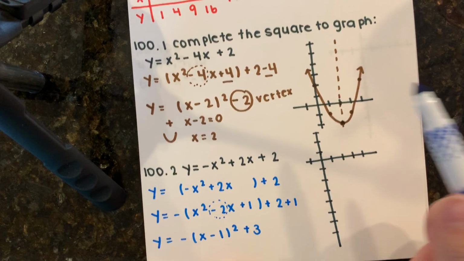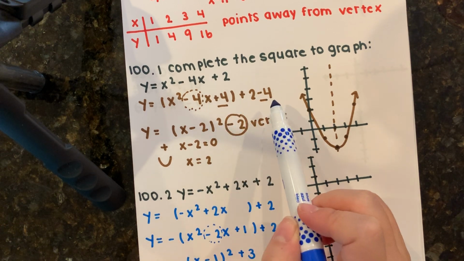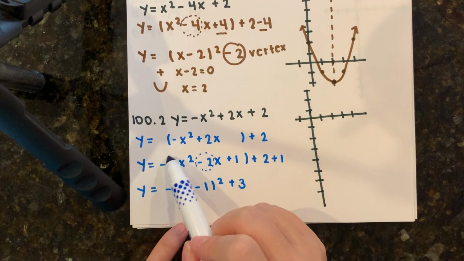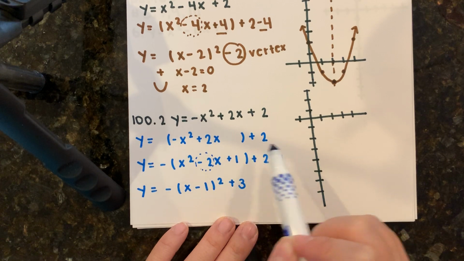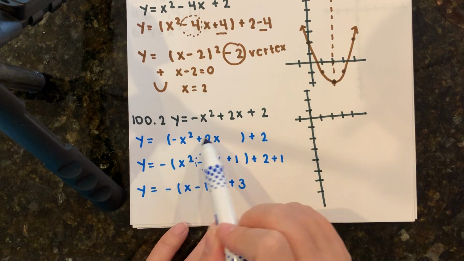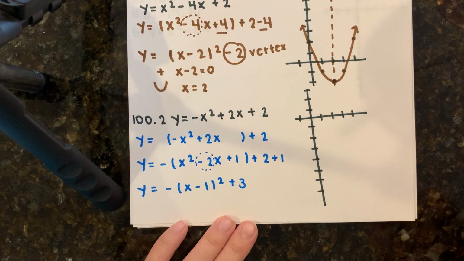So plus 3. So remember on the last one, I added 4, so I had to subtract 4. This one, because there's a minus sign attached to it, it's essentially me kind of doing the same thing on both sides, but it's because this is actually a negative 1 right here.